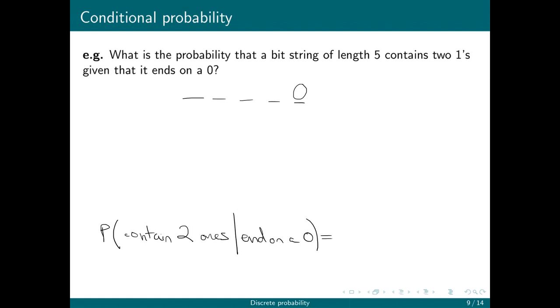So we need to count the number of bit strings of length 5 that end on a 0. And that will be the denominator for the number of bit strings that end on a 0 and contain two ones.